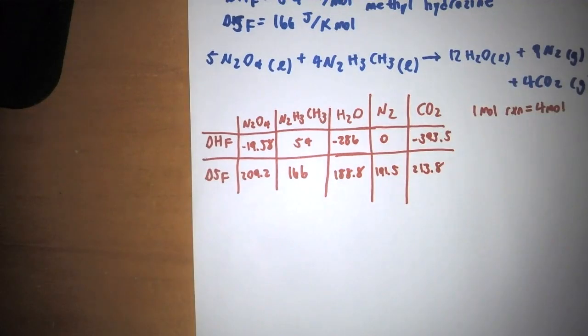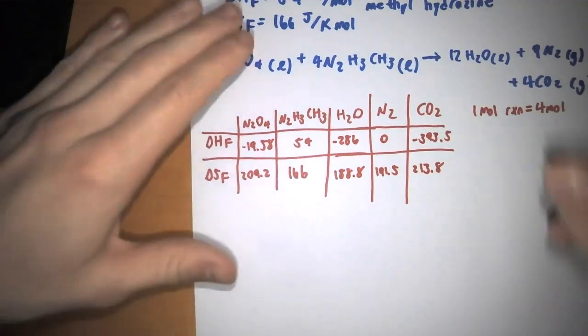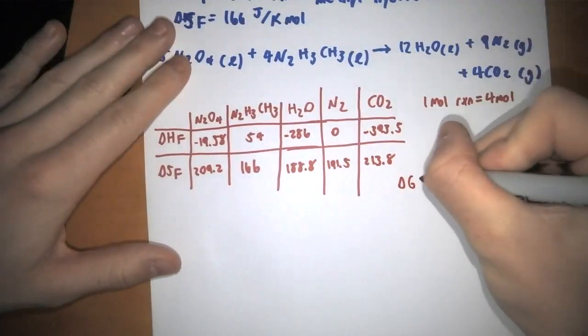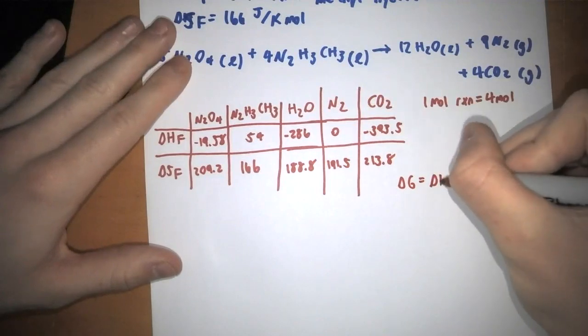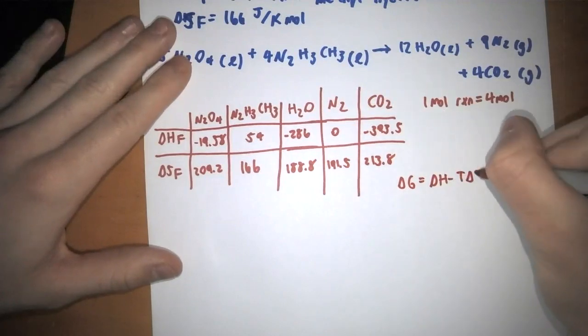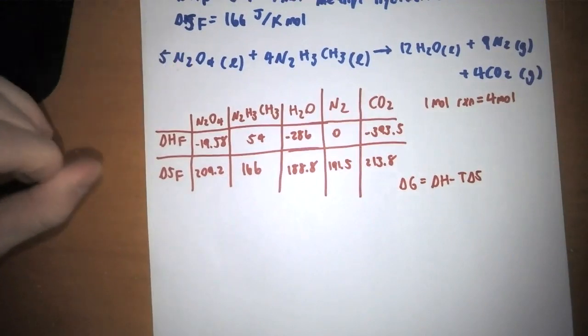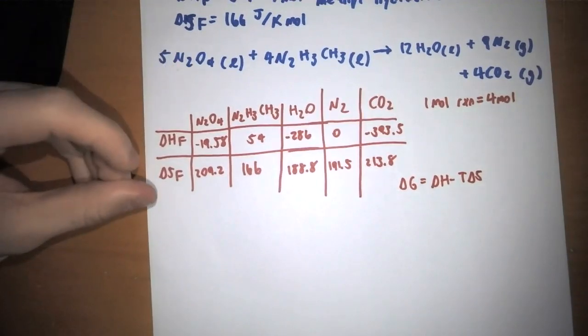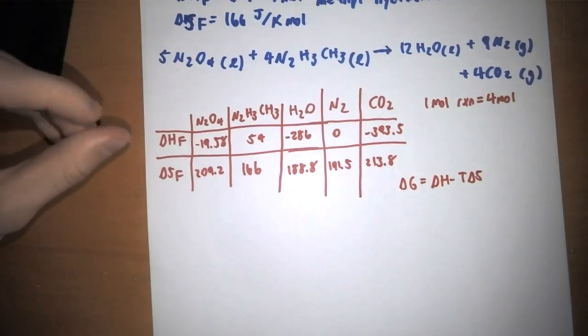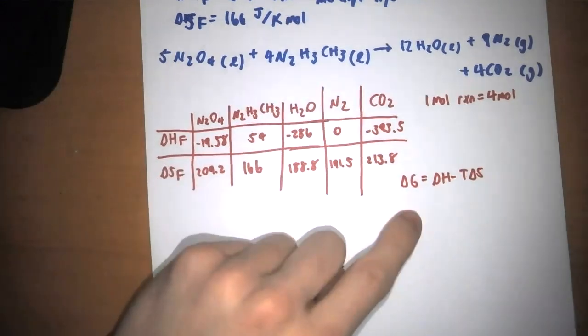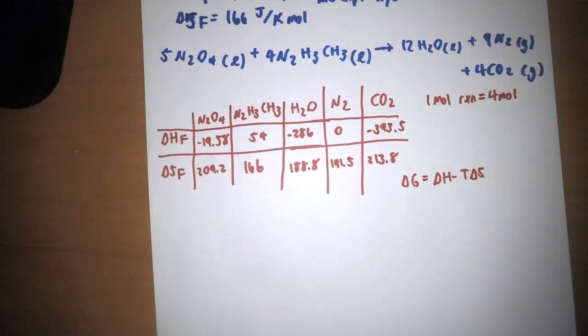So we have our tabulated values now. And we know that delta G is equal to delta H minus T delta S. That's kind of the general equation we're using for almost all thermodynamic problems, it seems like. Up to electrochemistry, you're probably going to be using this equation almost everywhere. So get to know it pretty well.